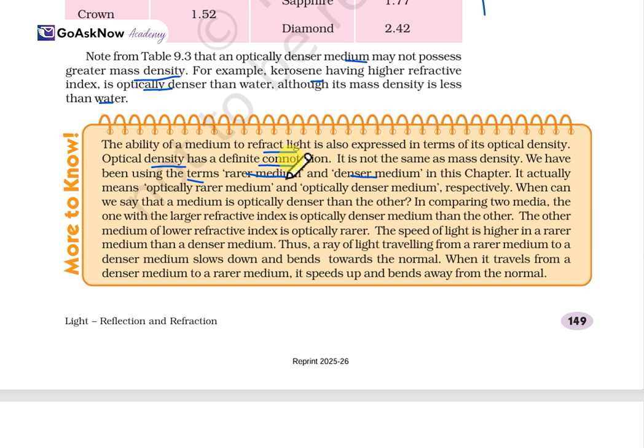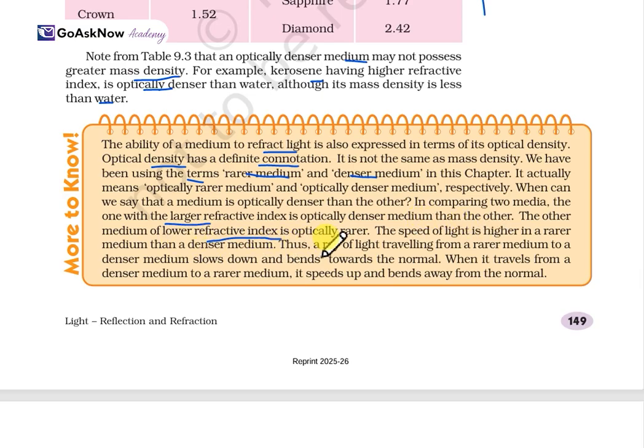So it actually means optically rarer medium and optically denser medium respectively. We can say that a medium is optically denser than another when, in comparison of two media, the one with the larger refractive index is optically denser than the other medium. The other medium with the lower refractive index is optically rarer. The speed of light is higher in the rarer medium than in the denser medium.